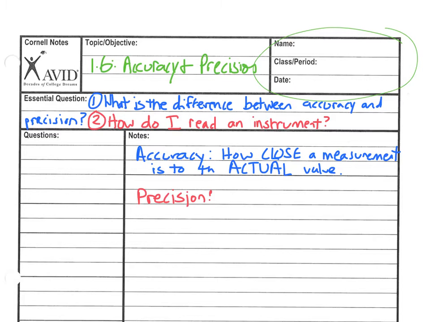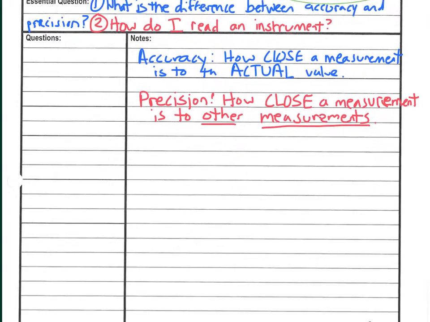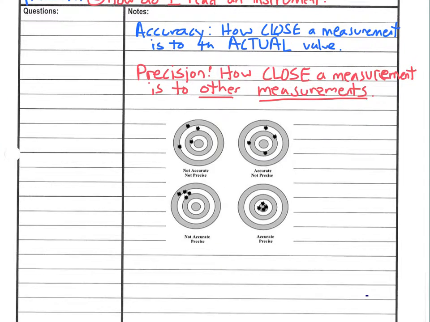Precision is how close a measurement is to other measurements. This is pretty difficult to think about, but think about it in terms of the darts. If you throw a bunch of darts and they're close together, then that was a pretty precise throwing. Precise is not about how accurate it is, so let me show you a handy picture here. This picture has a bunch of bullseyes, and it has a bunch of darts that have been thrown at them, and you can see where they're accurate or precise.